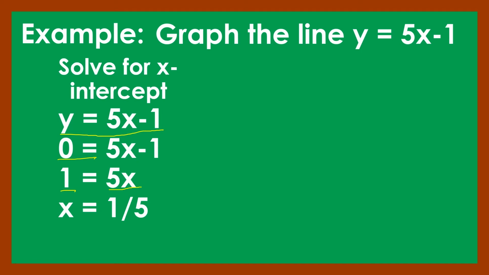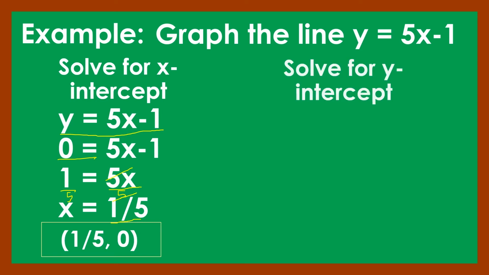So, to solve for x, we're going to divide both sides by 5 para makancel natin si 5. Okay? So, cancel natin si 5. Therefore, x becomes or equals 1/5. Okay, pwede natin silang baliktarin. And it follows na yung ordered pair natin would be 1/5, 0. Ito yung ordered pair ng x-intercept natin.